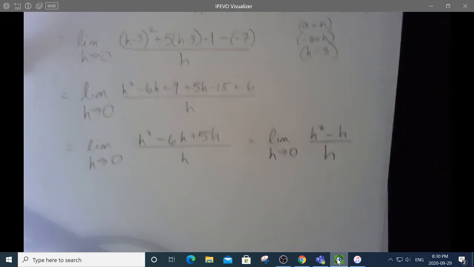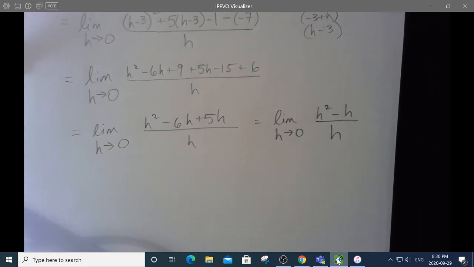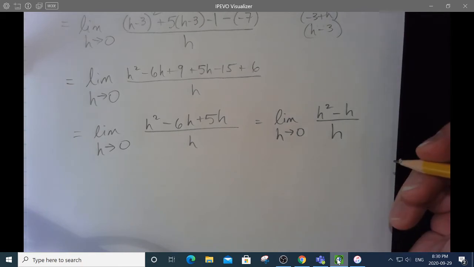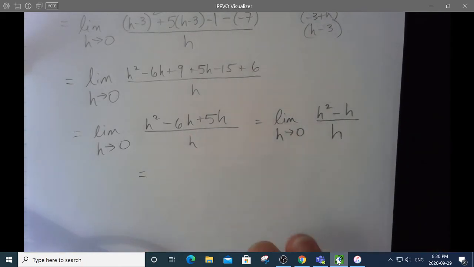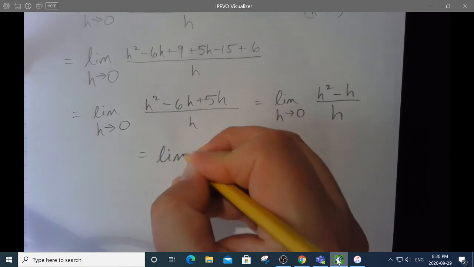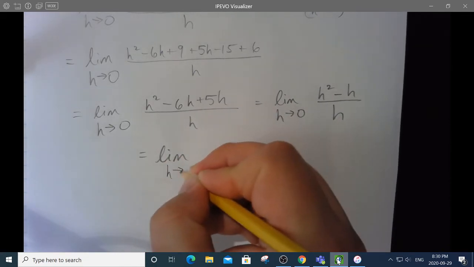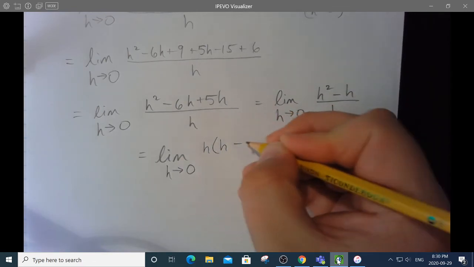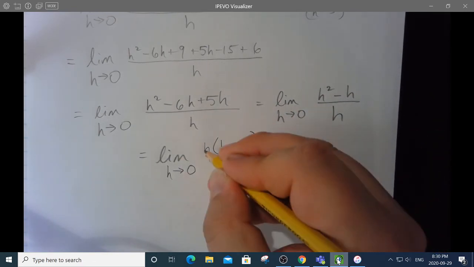So make sure that you understand how to cancel properly. What I mean by that is you can only cancel factors. You can't cancel terms. So what I'm going to do is I'm actually going to take one more step here to make sure that I see properly how to do this. I'm going to factor an h out of the top. And now that's a factor.